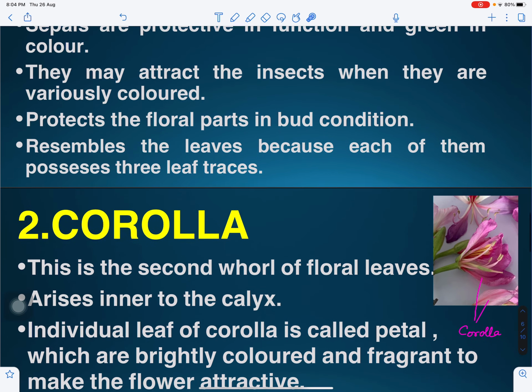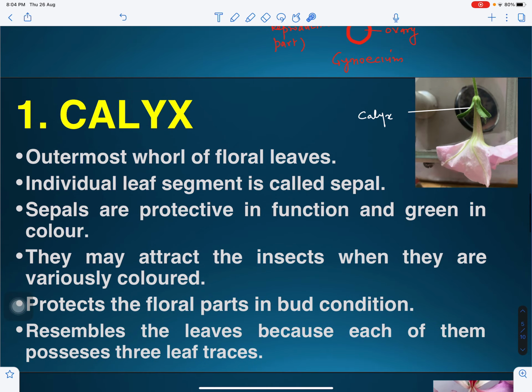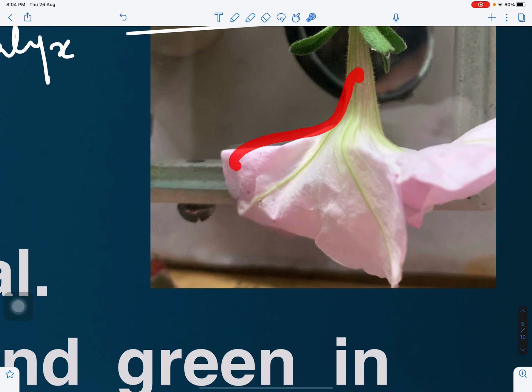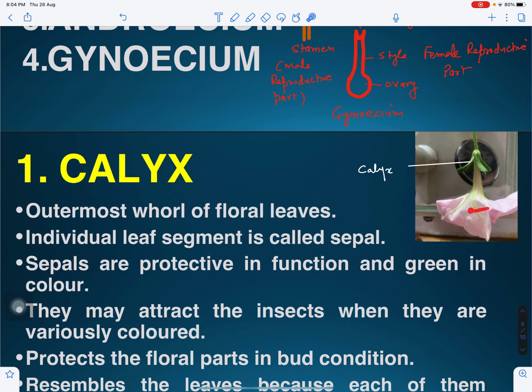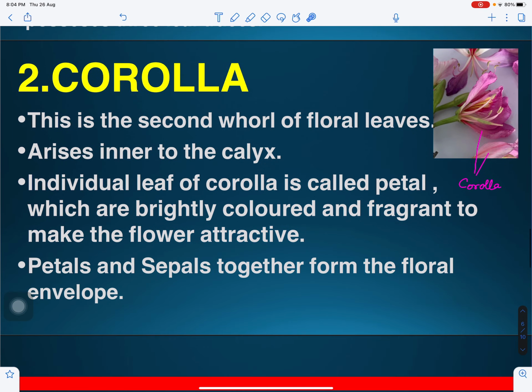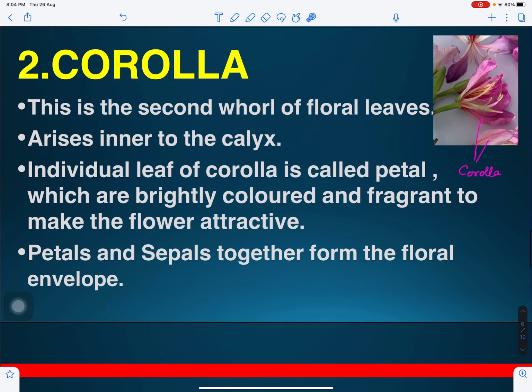The next whorl is the corolla, as we have seen here. This part is the corolla. Petals. Here the petals are fused, so this is the gamopetalous condition. So corolla is the word used for petals. Petals are the second whorl of the floral leaves, and this is present inner to the calyx. Now an individual part is called a petal.